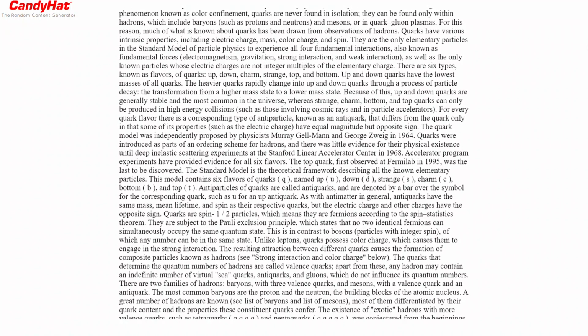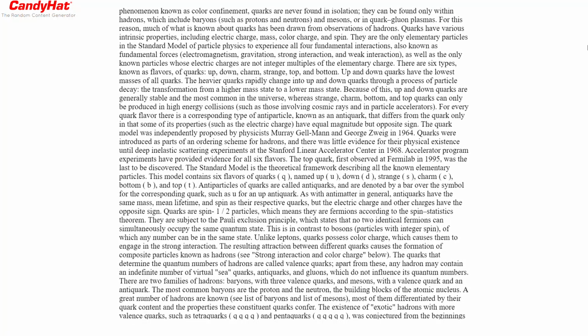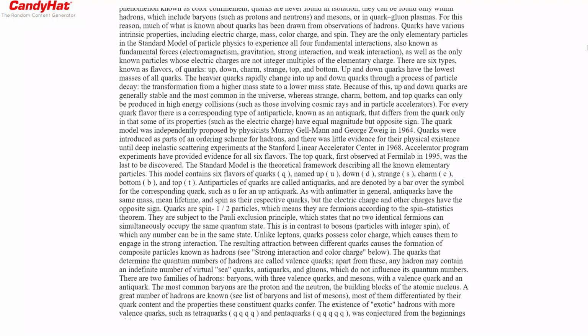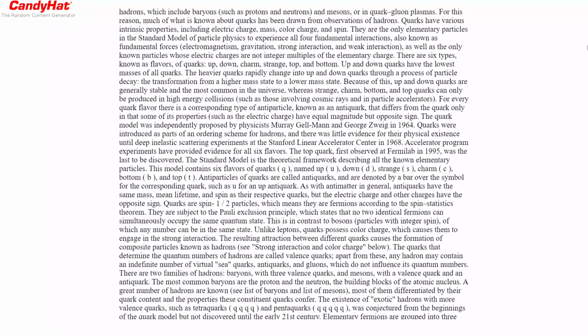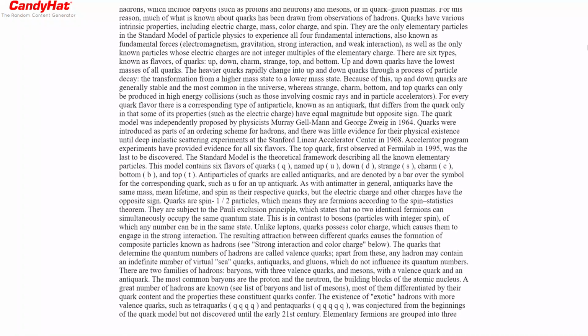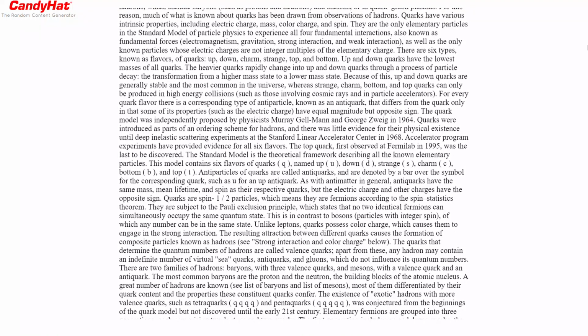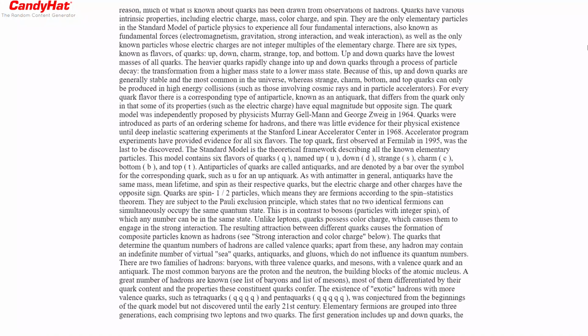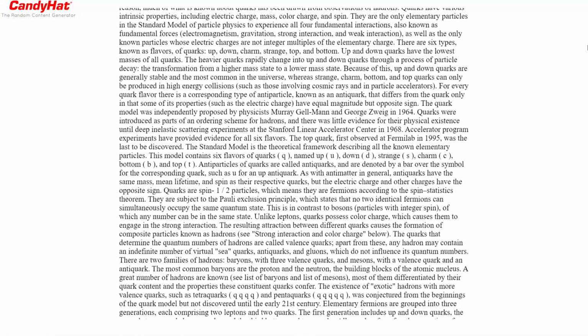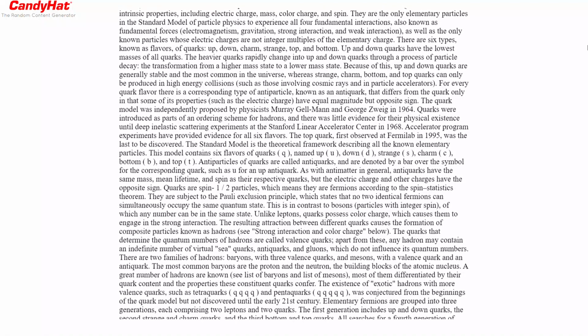See List of baryons and List of mesons, most of them differentiated by their quark content and the properties these constituent quarks confer. The existence of exotic hadrons with more valence quarks, such as tetraquarks, qqq̄q̄, and pentaquarks, qqqqq̄, was conjectured from the beginnings of the quark model but not discovered until the early 21st century.